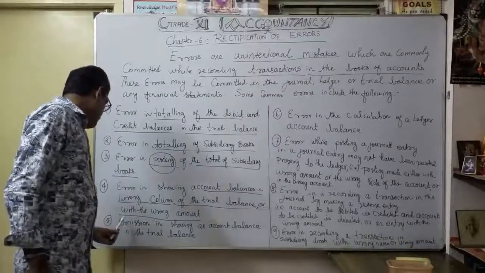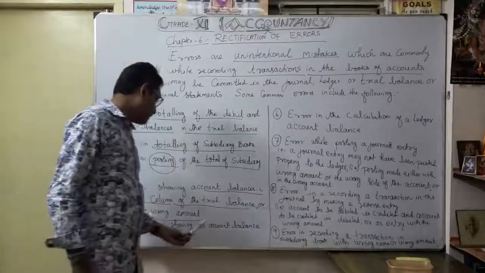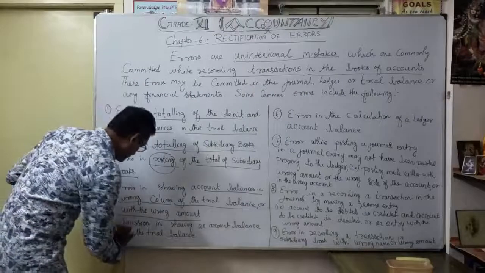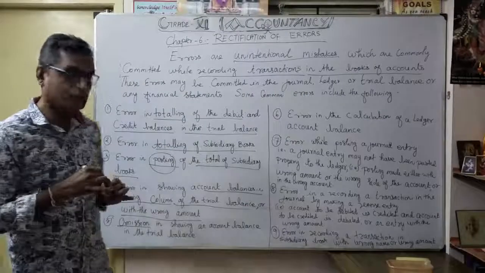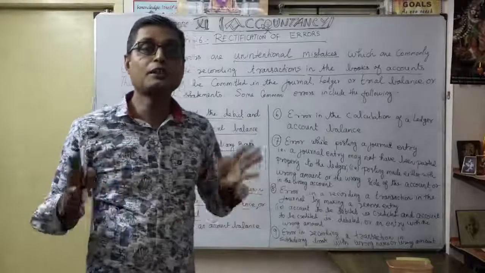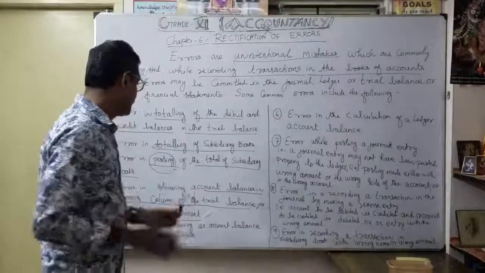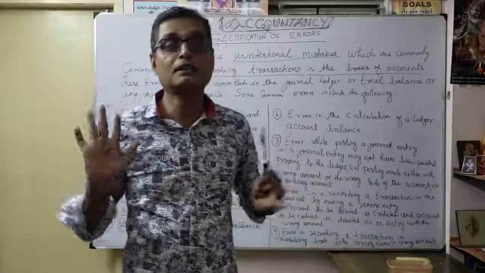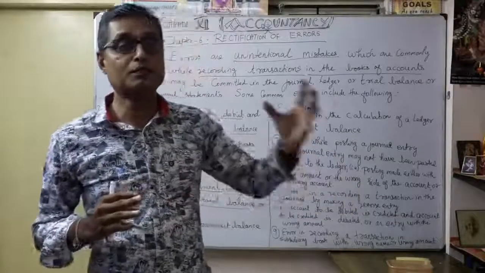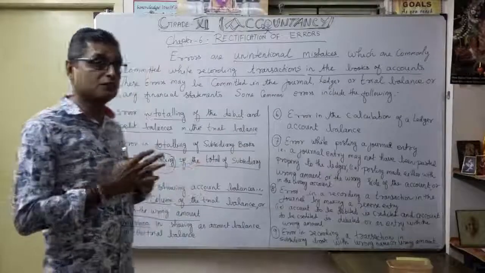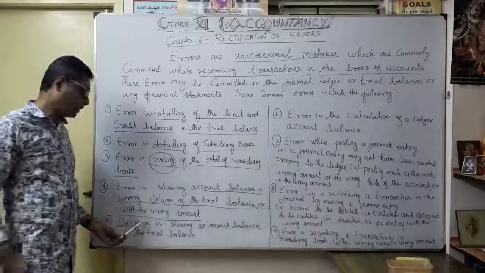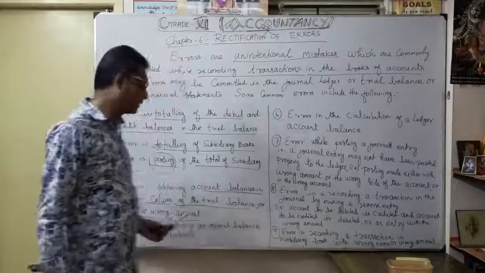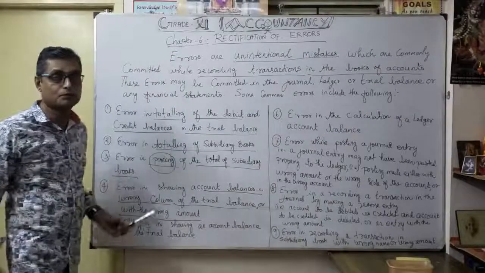Then, omission in showing an account balance in the trial balance. Here, omission. So what is the meaning of omission? You have to understand very well. You totally forgot to write any account balance in the trial balance. So you forgot to write, that's what omission is. Instead of entering, you forgot to enter and show an account balance in the trial balance. So, understood, the fifth possibility of error.